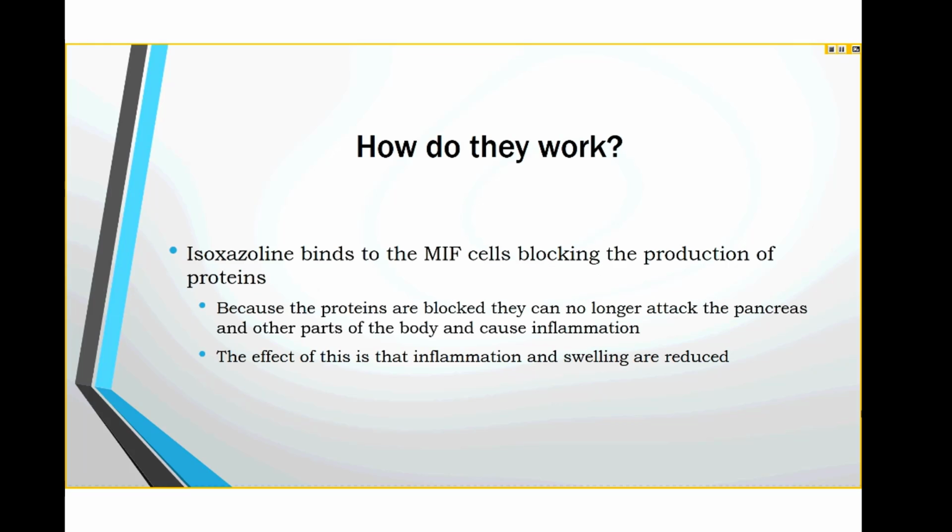So isoxazoline binds to the MIF cells, and it blocks the production of the proteins that cause inflammation throughout different body parts. And so because the proteins are blocked, they can no longer attack the pancreas and different body parts. And what happens particularly when they target the pancreas is it causes inflammation. And when that happens, the inflamed pancreas loses control of the insulin levels, and so that's where the type 1 diabetes cells have their issues. And so the sugar levels in the body are reduced.